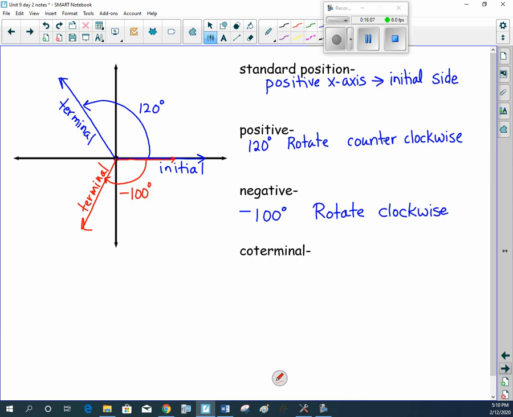Okay, coterminal means it's two angles or three angles. You could have whatever, multiple angles, but they are angles that share the same terminal side.